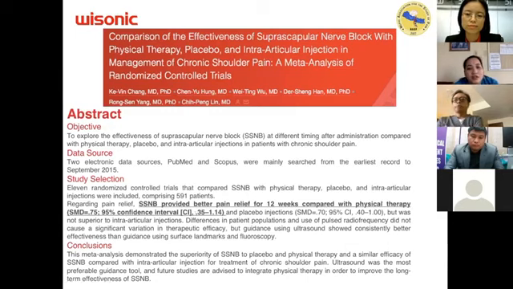So this is another study where they compared the effectiveness of suprascapular nerve block with physical therapy, placebo, and intra-articular injection in the management of chronic shoulder pain. It's a meta-analysis of RCTs, where they saw that suprascapular nerve block provided better relief after 12 weeks compared with physical therapy alone or with placebo injections. They demonstrated that ultrasound was the preferred guidance tool to block the suprascapular nerve. However, future studies advise integrating physical therapy in order to improve the long-term effectiveness of this block.